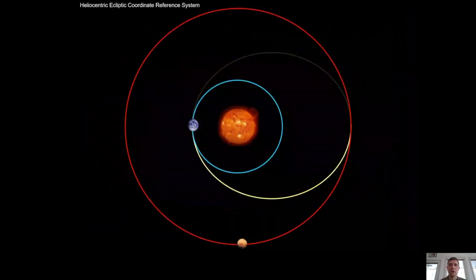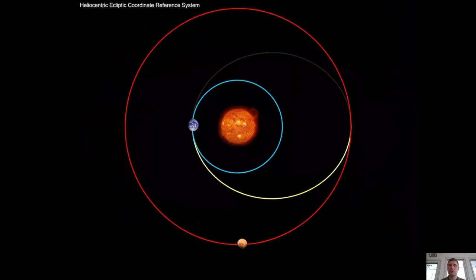So how do we solve these problems? The very first thing we do is draw a picture. Here I've got Earth in a nice circular orbit around the sun. I've got Mars in a slightly larger circular orbit around the sun. And I've got a notional transfer orbit from Earth to Mars.